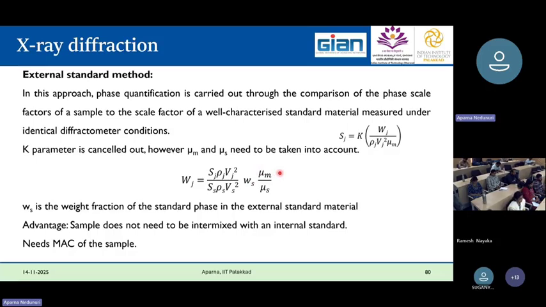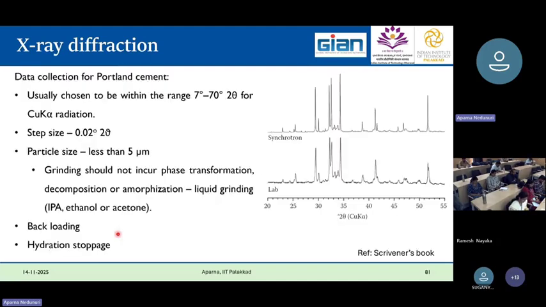Now you know the percentage of each oxide in your sample. By multiplying these two and taking the summation, you'll get the total mass absorption coefficient of your sample. In the same way, we'll also do this for the external standard. And from this, we will get the weight fraction of each phase. So the major advantage is it doesn't need anything intermixed with any standard within the material.